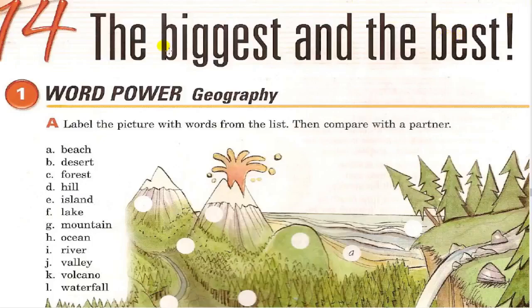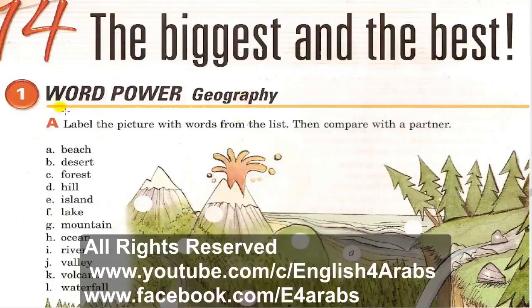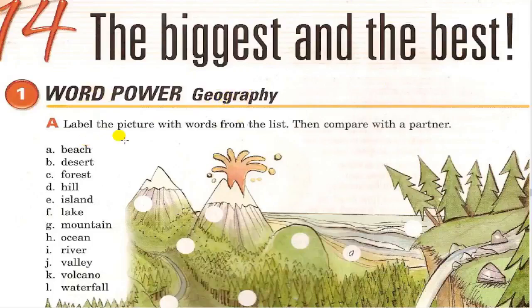Unit 14. The biggest and the best. In this unit, we're going to have different words about geography. 1. Word power. Geography. Label the picture with words from the list, then compare with a partner.